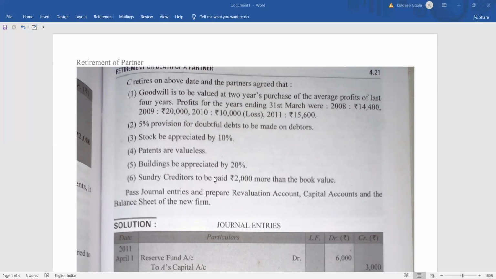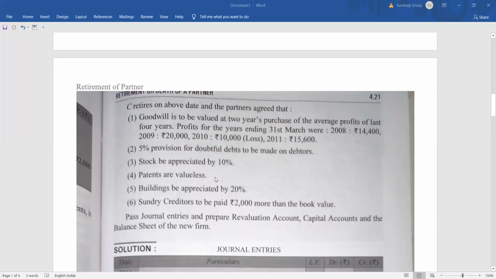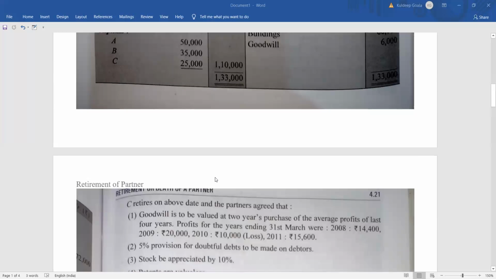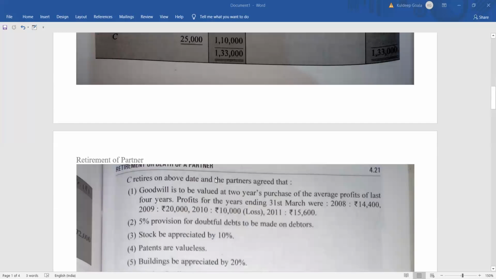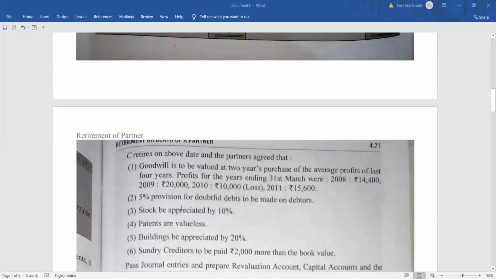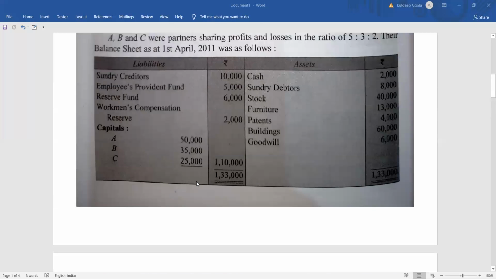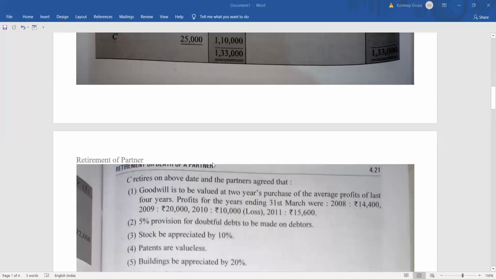So first of all, what we will do is that we will transfer all the accumulated profits and losses. We have seen that there is no adjustment for workman compensation fund, isn't it? We can see that there is no adjustment for that. So workman compensation fund also will be transferred to the partners' capital accounts. So first of all, reserve fund of 6,000. Clear? We'll transfer that.